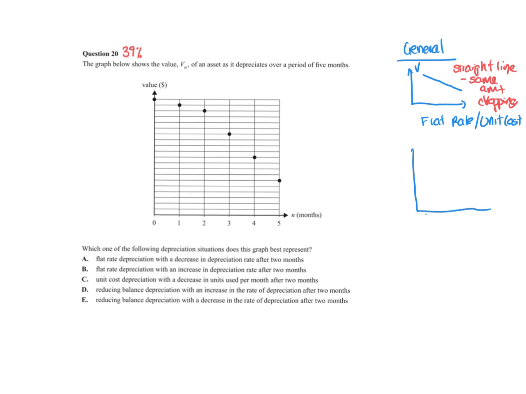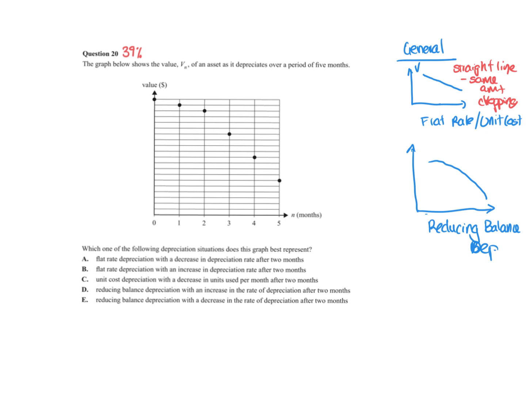When we have reducing balance depreciation, we're about to head into this, but I'll show you. When you have reducing balance depreciation, it's going to be a curved line. Sorry, I did the line the wrong way. It'll curve down like that. So when you first glance at this one, it looks like it's curving, doesn't it?